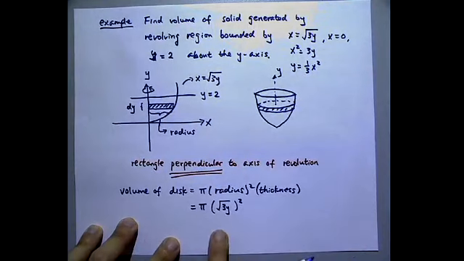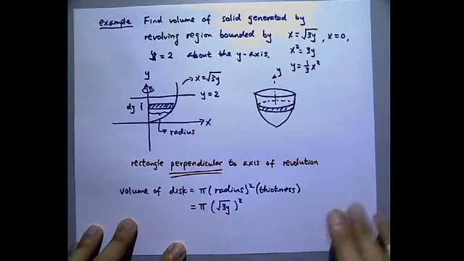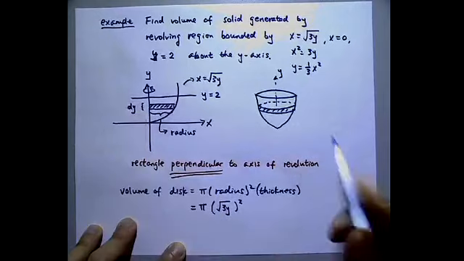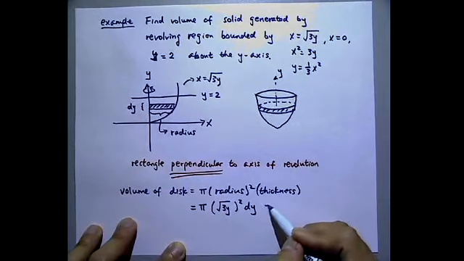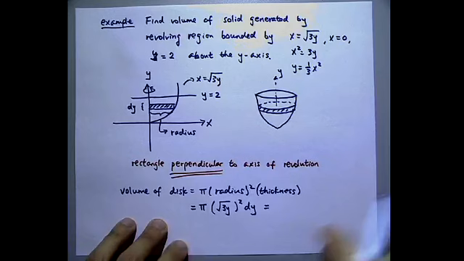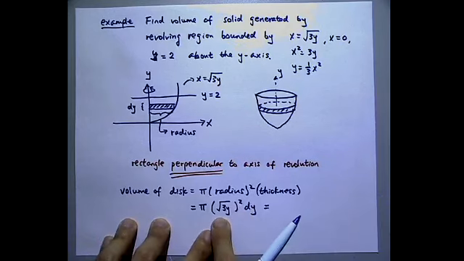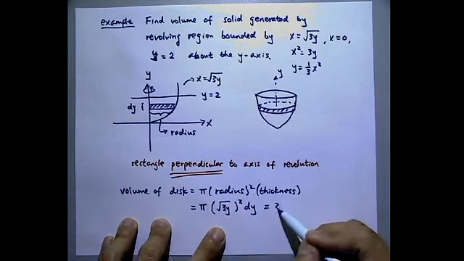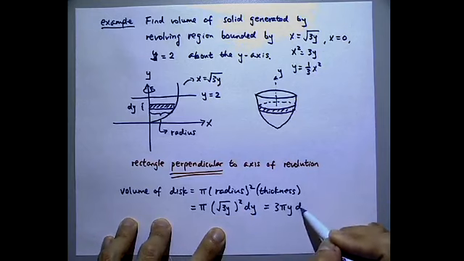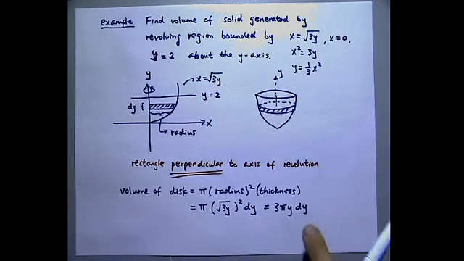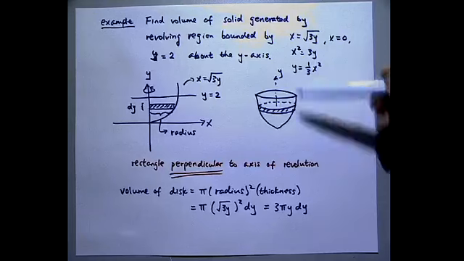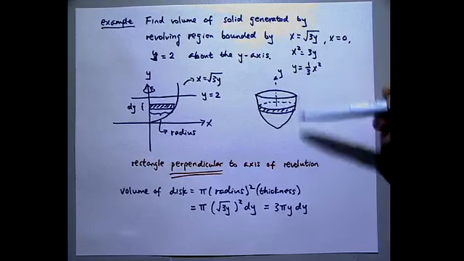Does that make sense to everyone, how we got the radius? Not the thickness, the radius. And thickness, dy. Okay, when you square this, the radical goes away, so we get 3 pi y dy. And that gives us the volume of one disk, one arbitrary disk inside the shape.